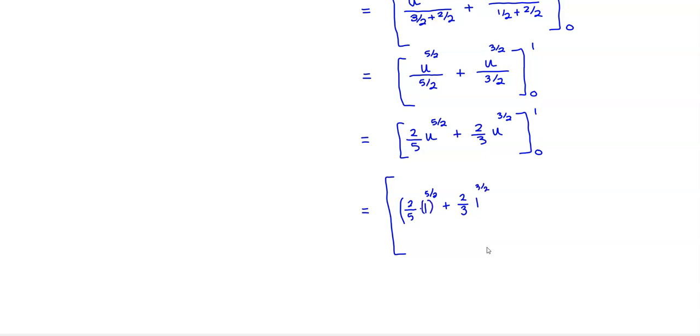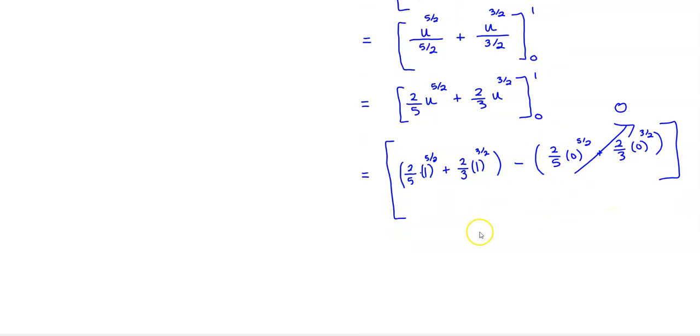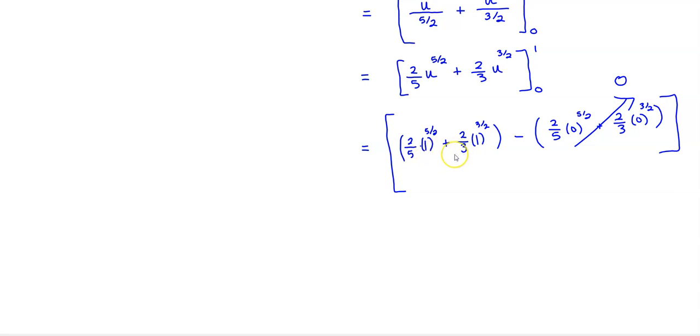Again, we're raising 1 to that power. And then minus the lower bound. So we have 2/5 times 0 to the 5 over 2 plus 2/3 times 0 to the power of 3 over 2. If you notice, on the right hand side we multiply both by 0, which means that side is going to give us 0. So the only thing we need to calculate is the left side. 2/5 times 1 to any power is going to give us 1, so that's 2/5, plus the same thing on this side, which is 2/3.